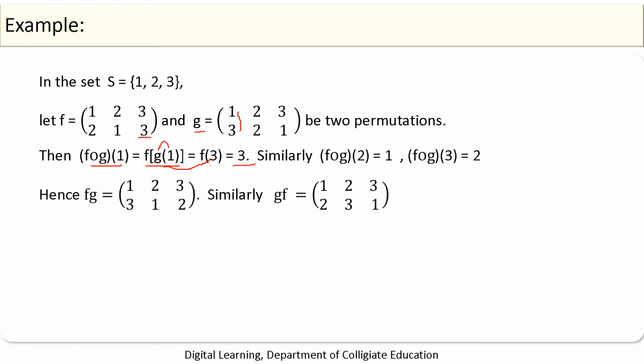Similarly, you can find G composition F of 2, you will get 1. G composition F of 3, you will get 2. Hence, the product FG, I can write it as: 1 is mapped onto 3 as we have seen above, and 2 is mapped onto 1, I have written it here, and 3 is mapped onto 2. That is this. In a similar way, you can find product GF or F composition G, we get this result.